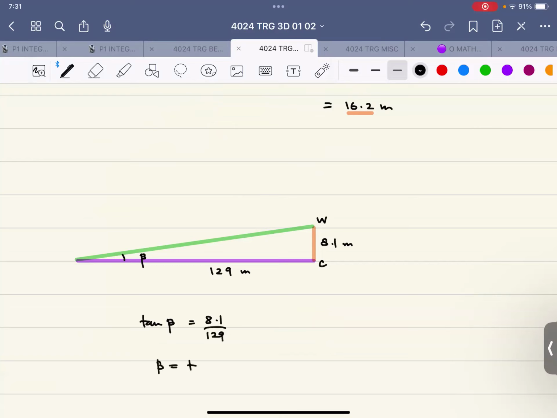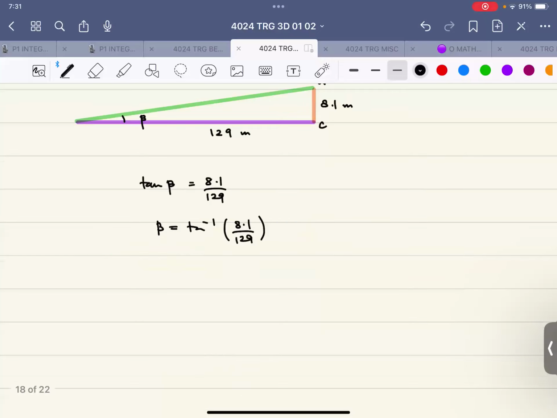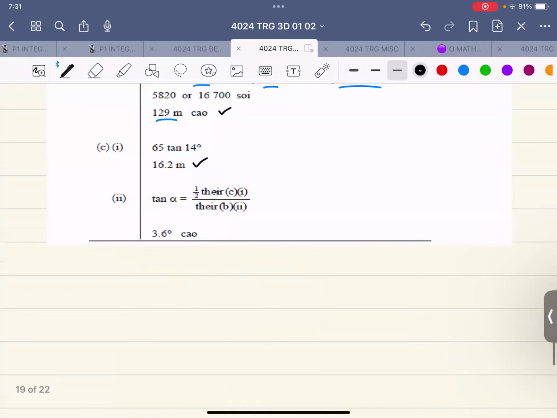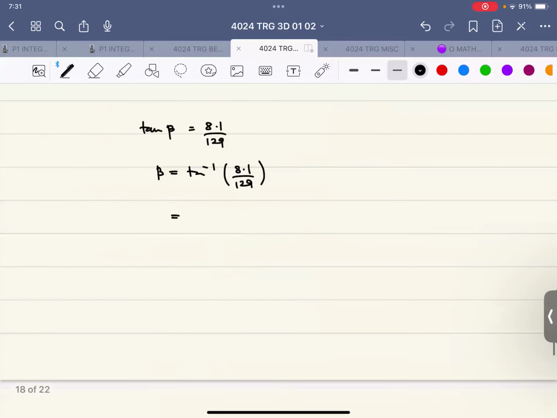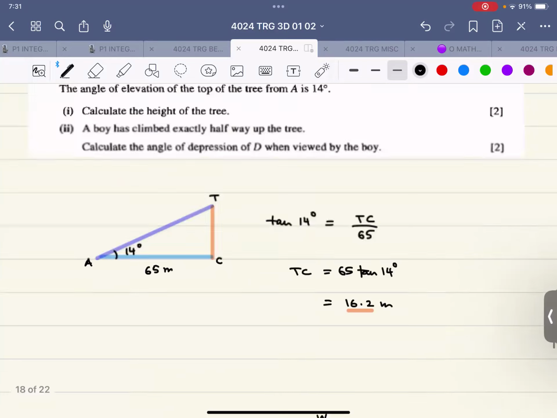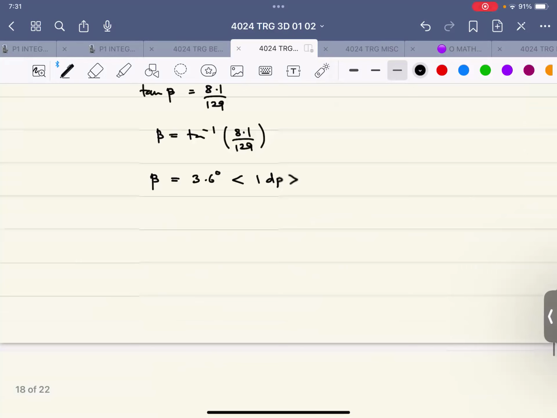Beta is tan inverse of 8.1 divided by 129. And let's find the value of beta. That's right over here. So this is the values from above. This comes out to be a very small angle, which is 3.6 degrees. So this is given correct to 1 decimal place. So I hope it's all good, all clear.